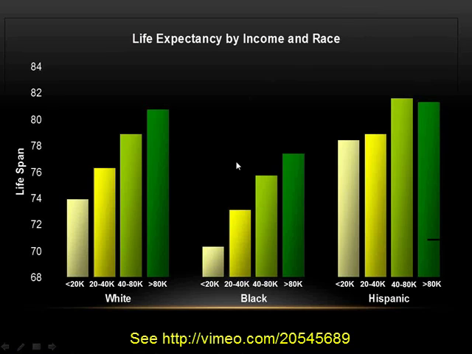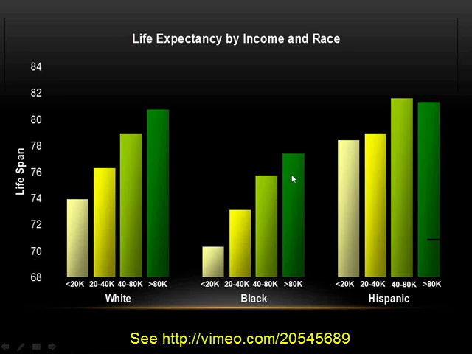But I want to establish that both income and race have an impact on health. If we use life expectancy as a measure of health, then what we see is that if you look at blacks, the wealthier you are, the longer you live. So poor blacks die sooner than upper class blacks. And that's the wealth impact.